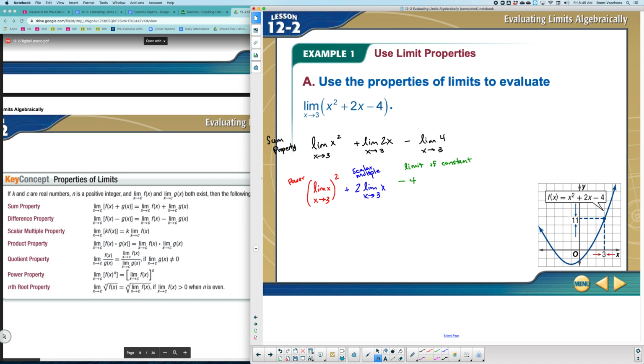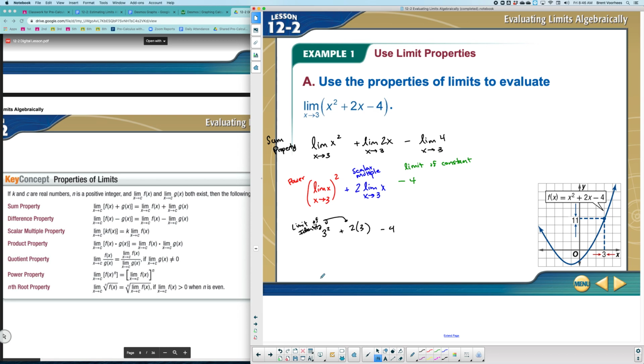Okay. So now how do I evaluate this? Well, this right here is the identity function, which means that value is going to simply be 3 squared, because the limit of an identity function is just the number itself. So if x is approaching 3, that's a 3. So it'll be 3 squared. Plus here, again, this is the identity function, so it'll be 2 times 3, minus 4.